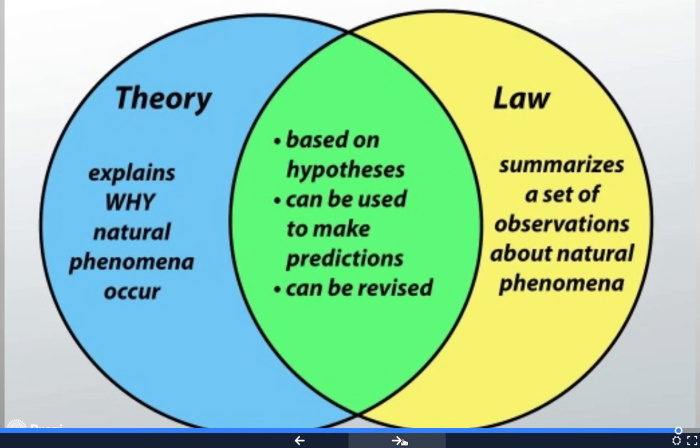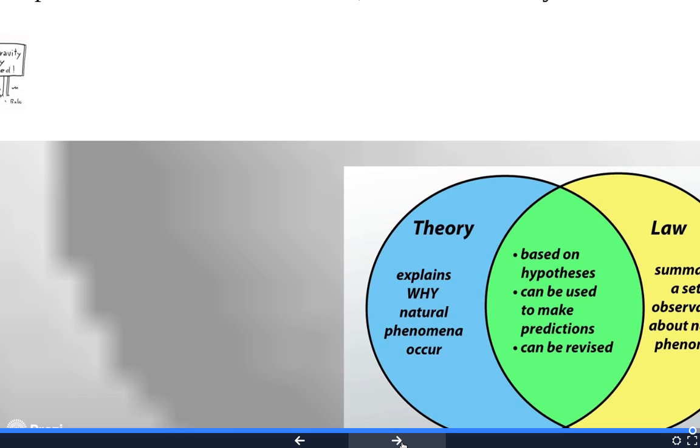Now I want you to look at this. Theories and laws kind of overlap. A theory explains. It's based on hypotheses. It can be used to make predictions and can be revised. Laws summarize a set of observations about a natural phenomenon. They do overlap, but they're not exactly the same thing.